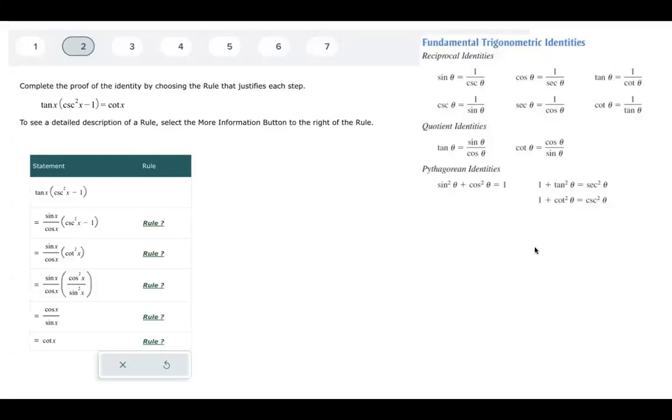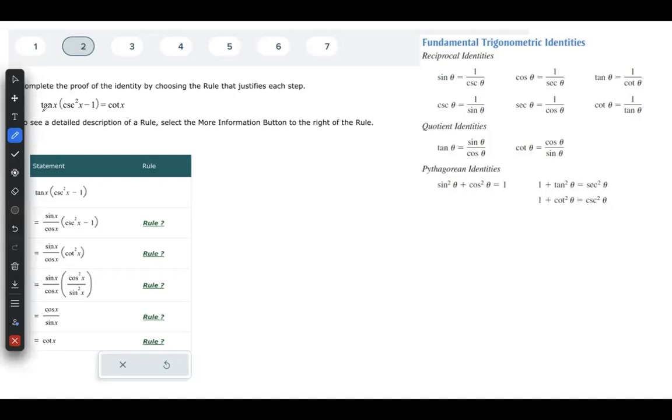Now, this is the process that someone had to follow in order to simplify the original trigonometric expression. Here we're trying to convert the initial expression, tangent of x times cosecant squared of x minus 1, and it has to end up as cotangent of x. But we're focusing on simply one side of the equation, this side, and eventually it'll turn into cotangent of x.